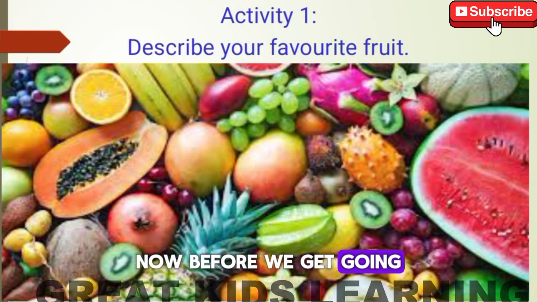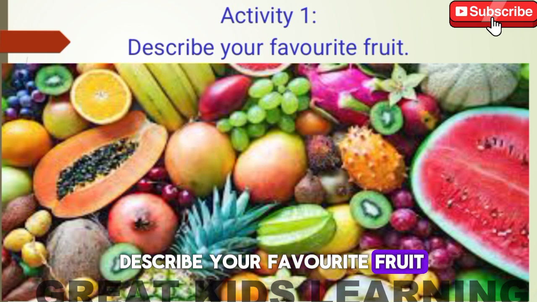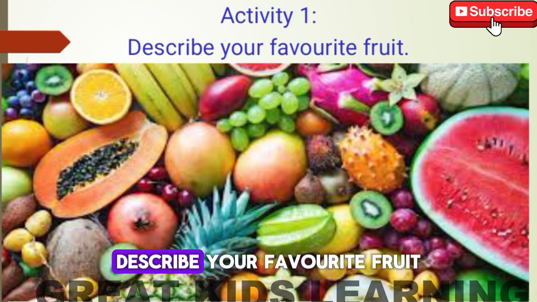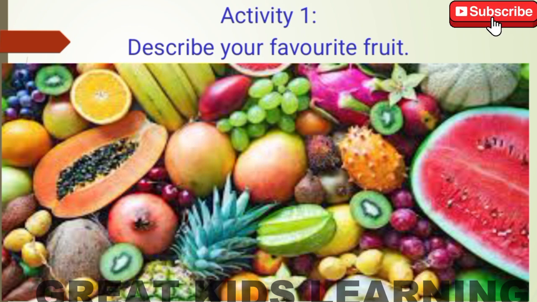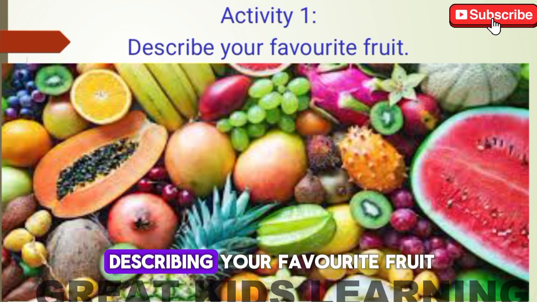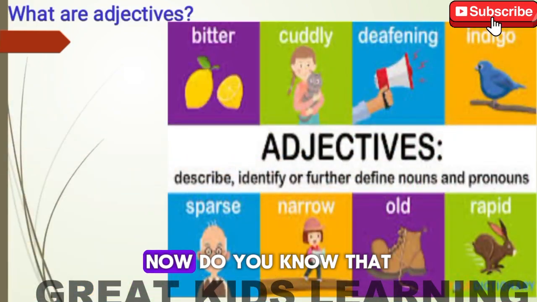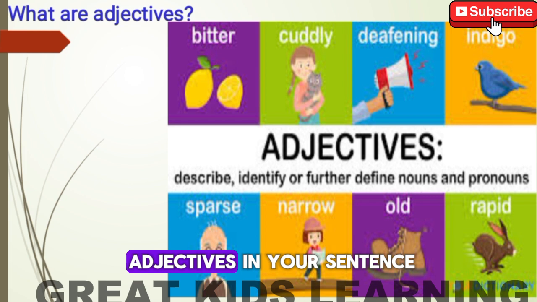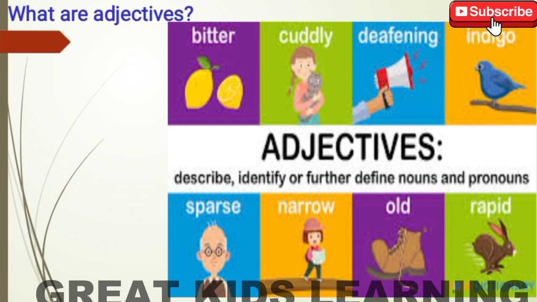Now before we get going, I need you to describe your favorite fruit. Within a minute, describe your favorite fruit. In all of these fruits, which one do you like most? Now describe it. I can hear you. Okay. What color is it? All right. Thank you for describing your favorite fruit. Now, do you know that what you have just done is the use of adjectives in your sentence?